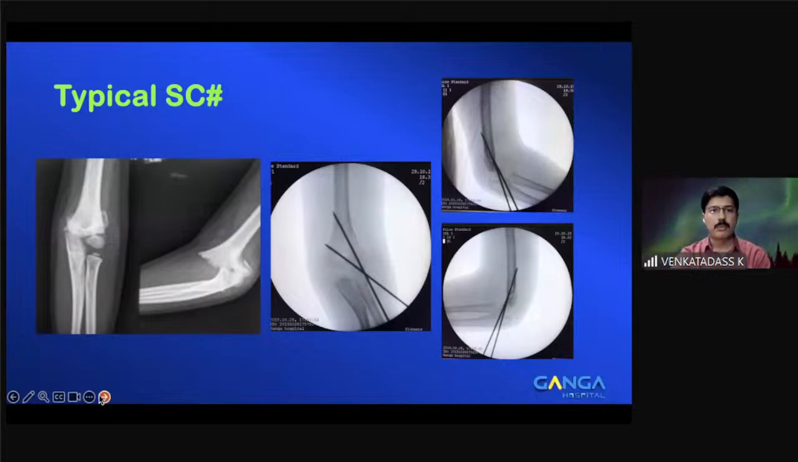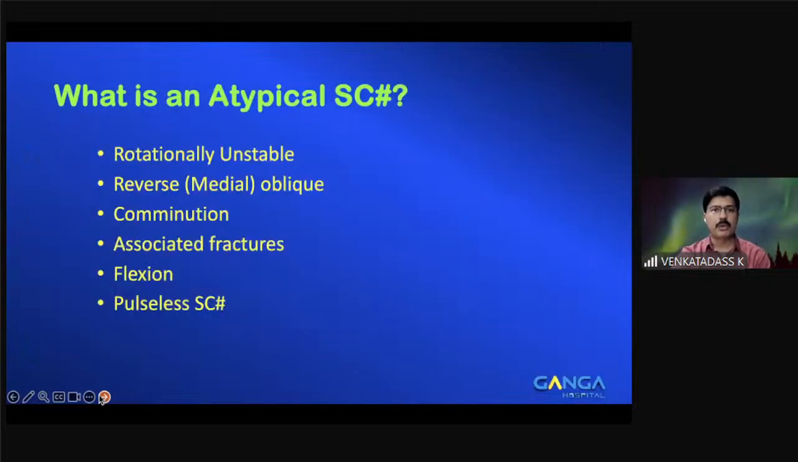So then what do we mean by atypical supracondylar fractures? We have a set of different fractures. The first one is rotationally unstable fractures. So we'll see examples of each of this. This will be more like a case-based discussion rather than a didactic lecture.